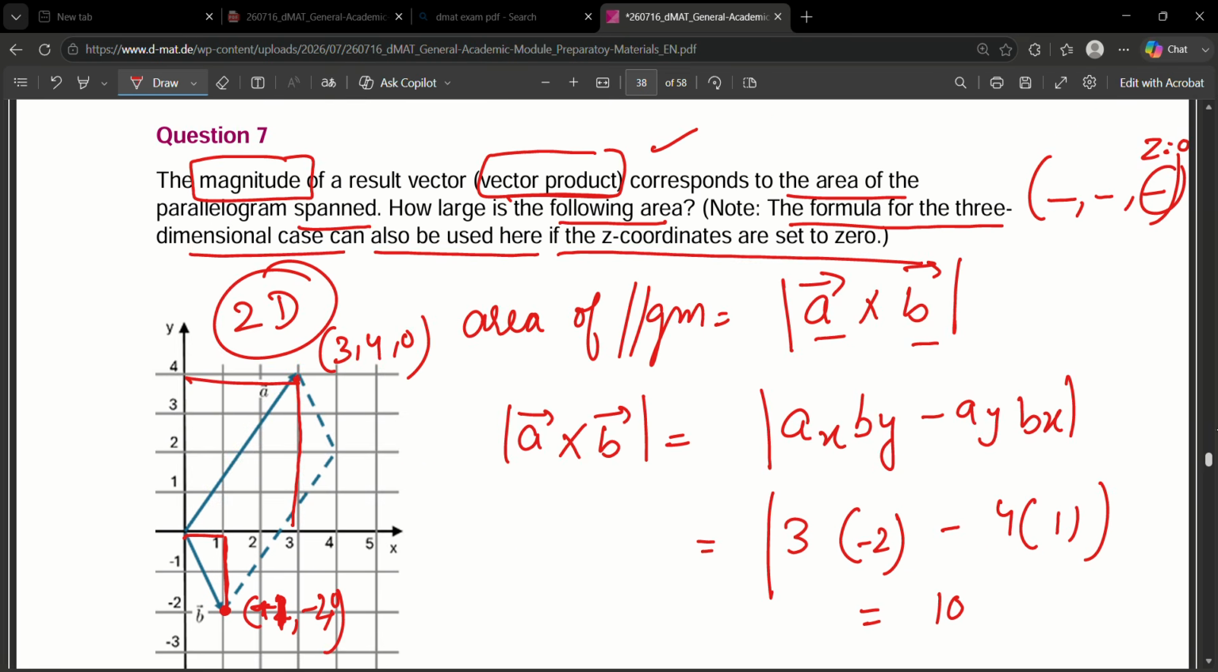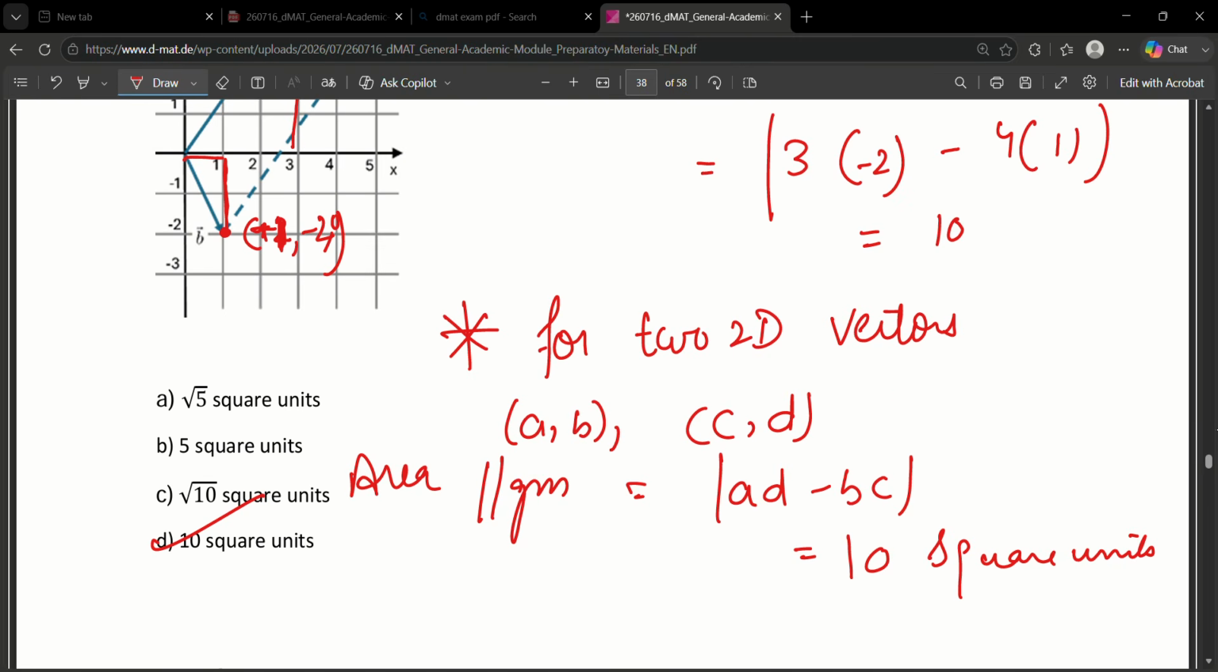So we had the coordinates in 2D, that is 3, 4 and positive 1 and minus 2. You can easily find the answer from here, that is 3 times minus 2 minus 4 times 1, that would be 10. So that is 10.